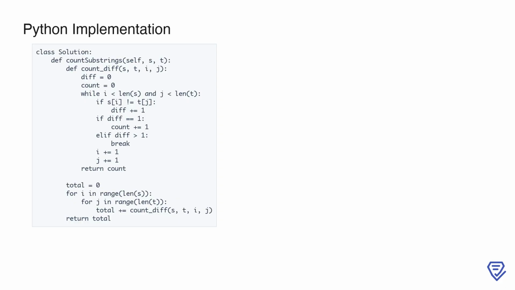In the main function, nested loops iterate over all possible starting indices I in S and J in T. For each pair I, J, the helper function count_diff is called to calculate the number of valid substrings starting at these positions, and this count is added to the total. The solution is efficient for moderate input sizes, as the nested loops and sliding window approach ensure that the complexity is manageable. This approach guarantees that all valid substrings are counted without redundancy.